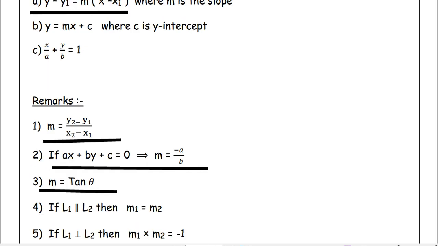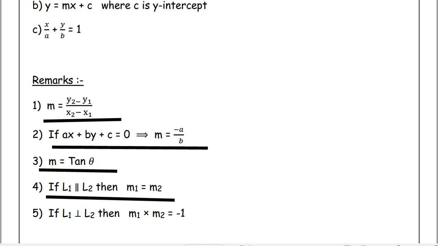If L1 is parallel to L2, then m1 equals m2. So if we have two parallel straight lines, their slopes are the same. If we have two perpendicular straight lines, if L1 is perpendicular to L2, then m1 times m2 is negative 1.